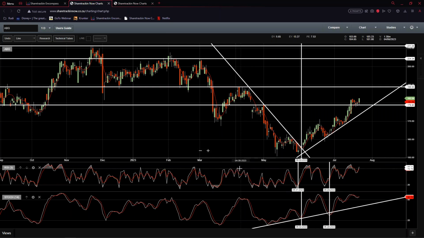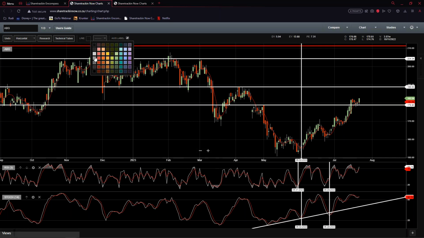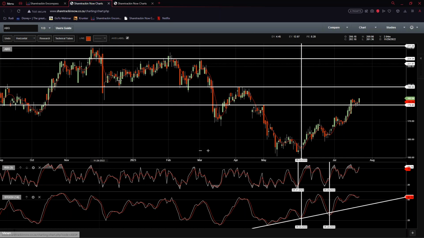For a trade, that would have been a good indication: buy there, sell there. That's a quick trade, but we don't want to do that in this case. We want to have a good investment. So I'm going to remove those lines and go back to my horizontal. I'm going to change the color of the line and make it red.